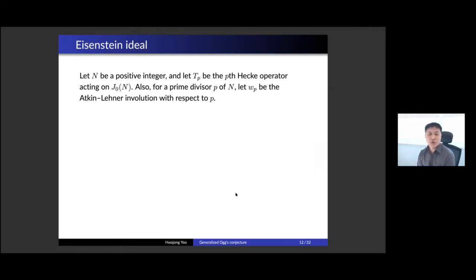Now let me introduce the Eisenstein ideal. Let n be a positive integer, and as usual, T_p is the Hecke operator, and W_p is the Atkin-Lehner involution.